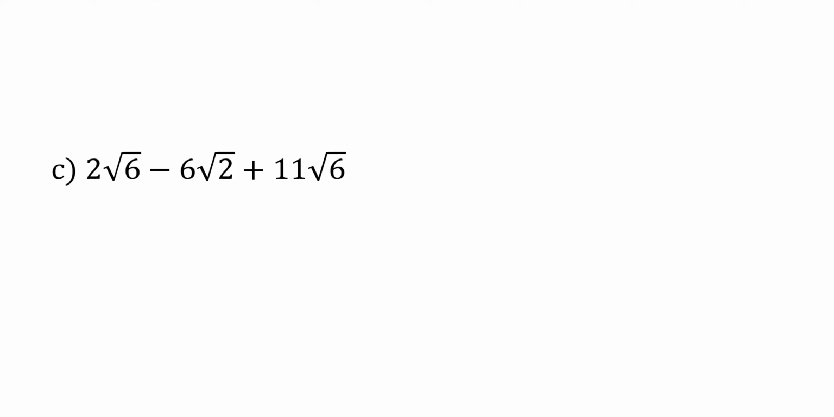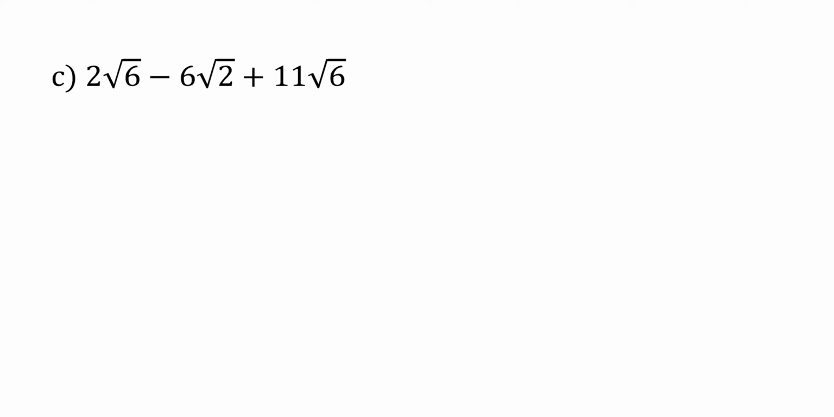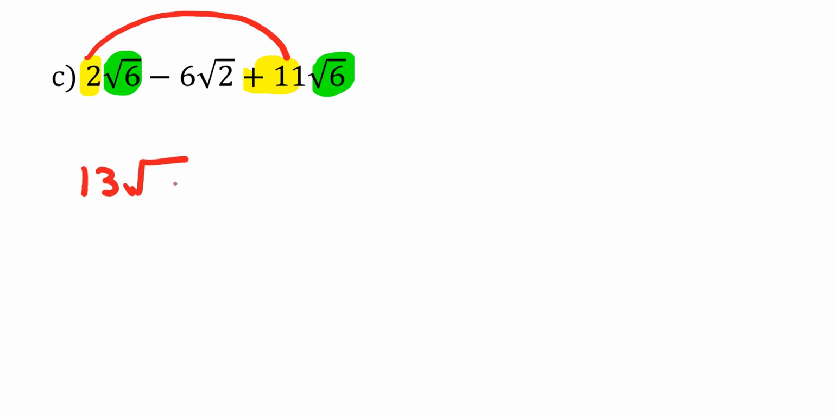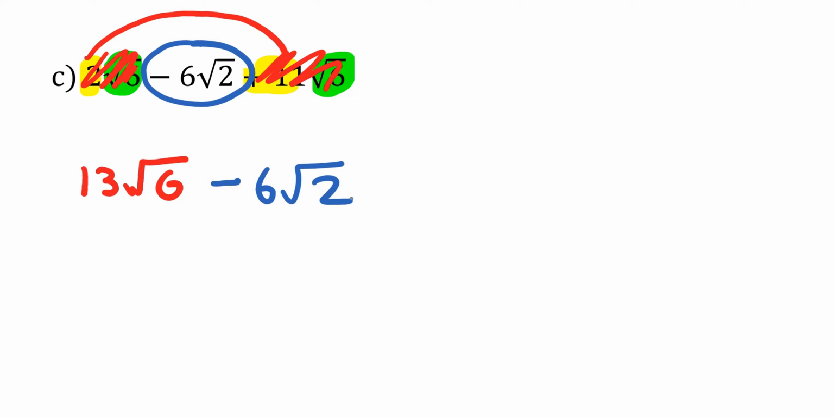All right, let's move on to letter C now. And for letter C, I noticed that I do have like radicals on the first term and on the third term. And for those two radicals, I need to take a look at the outside numbers here. So 2 plus 11 is going to be 13. So 13 root 6. All right, so now I'm done with those two radicals. And then you'll notice that I'm just left with the negative 6 root 2, so that will just tag along. So 13 times root 6 minus 6 root 2 is your final answer for that one.